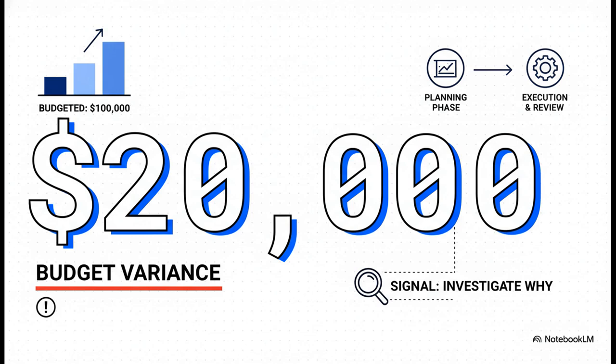Here's a perfect example. Let's say a company budgets $100,000 for marketing, but at the end of the quarter, they've actually spent $120,000. That $20,000 difference, that's the variance. And that number isn't just a fact, it's a bright red flag. It's a signal that something didn't go according to plan, and now it's time to find out why.